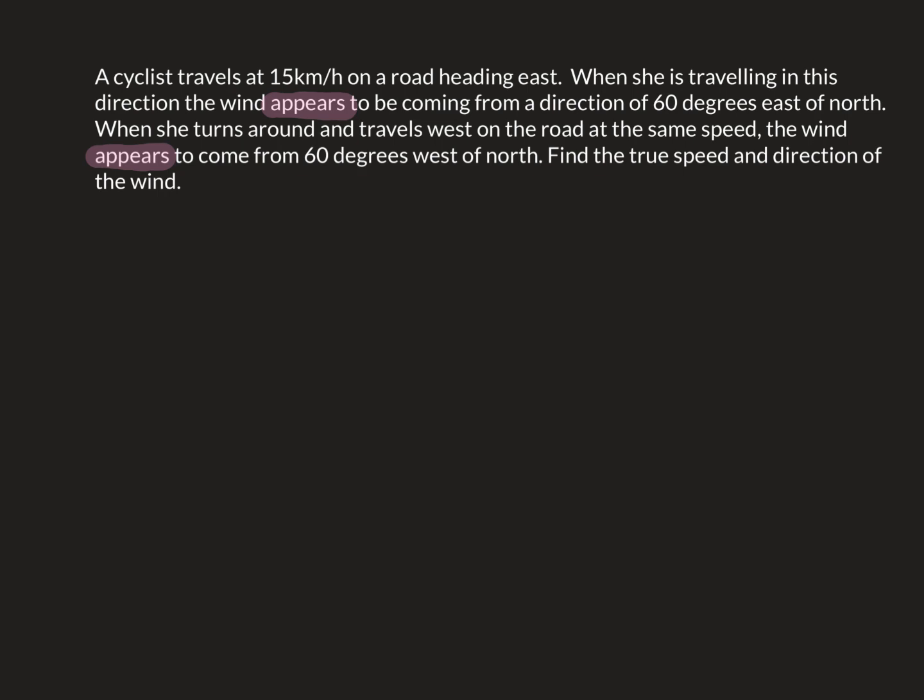Okay, so we've got two situations here that we're given. The first situation is when the cyclist is travelling 15 kilometres an hour on a road heading east. Okay, let's write down what her velocity here is in this situation. Her velocity, the velocity of the cyclist in the first situation, well, she's going 15 kilometres an hour on a road heading east. East is that direction, that's the i direction, so she's going 15i and 0 in the j direction.